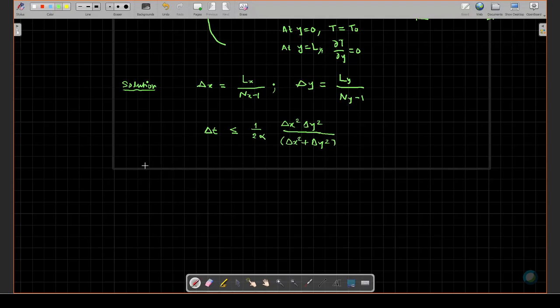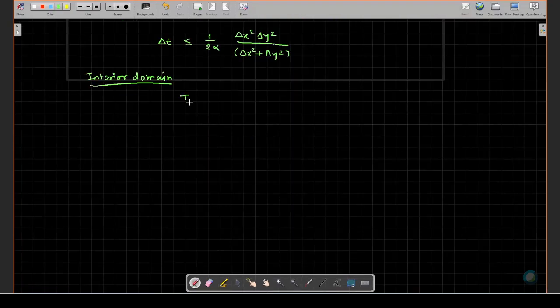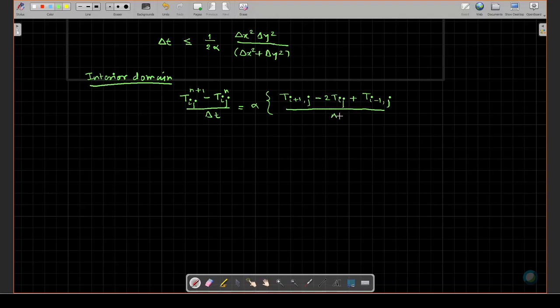Now for the interior domain we need a discretization, and we already saw it, but I'll write it down. For the interior domain our discretization was T i j n plus 1 minus T i j n over delta t equals alpha times T i plus 1 comma j minus 2 T i j plus T i minus 1 comma j over delta x square, and this is all explicit, so all at known levels.